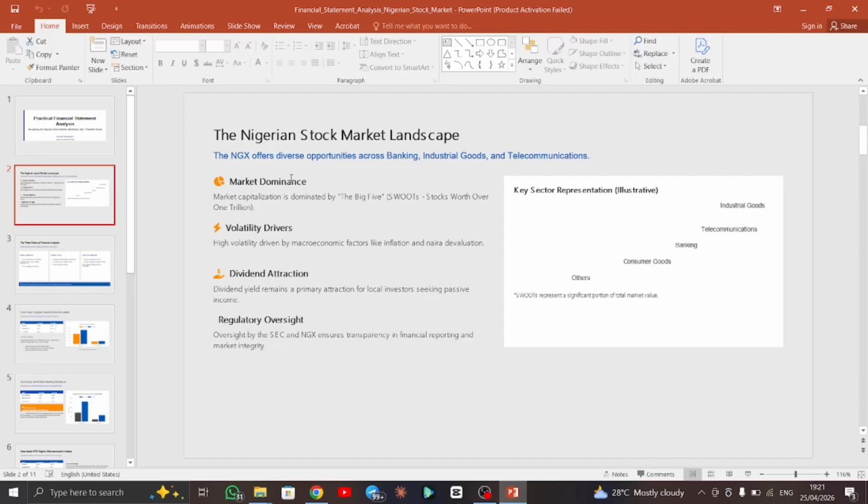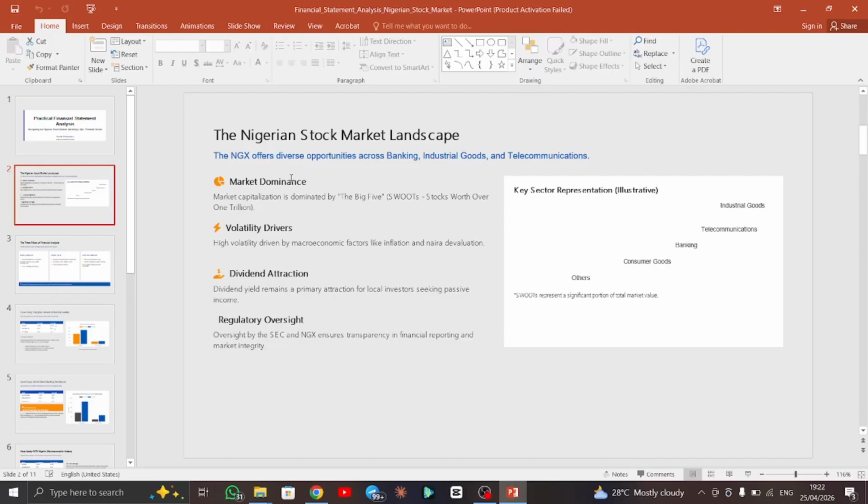And you also need to look out for regulatory oversight, the regulatory bodies in Nigeria like SEC and NGX, and know their relationship with this company, right? Like yesterday, I was on a company's website and I noticed that they had issues with NGX, that NGX had to suspend them.